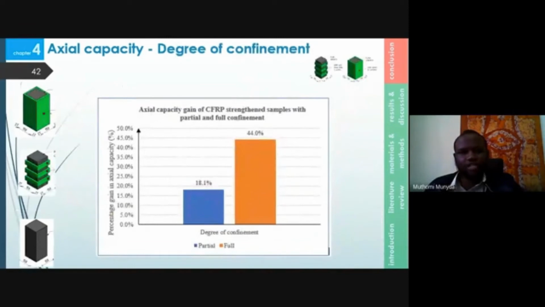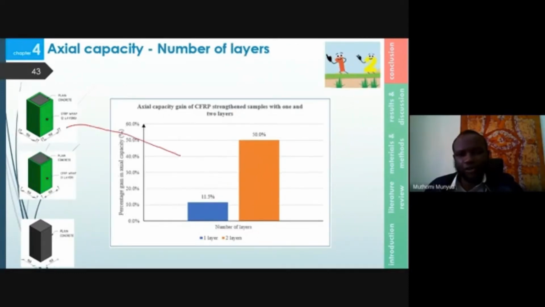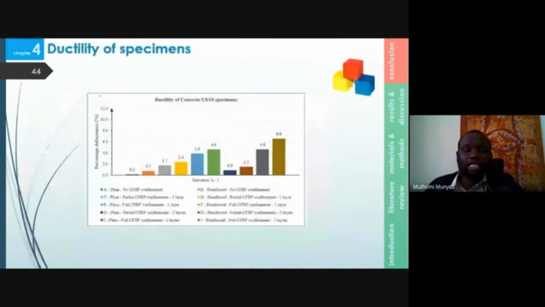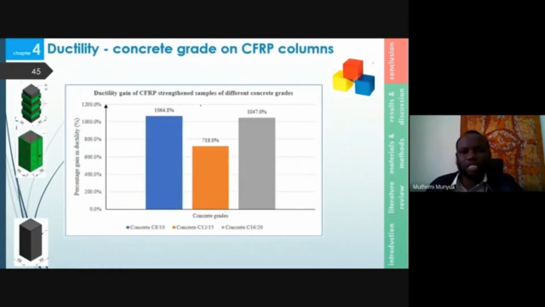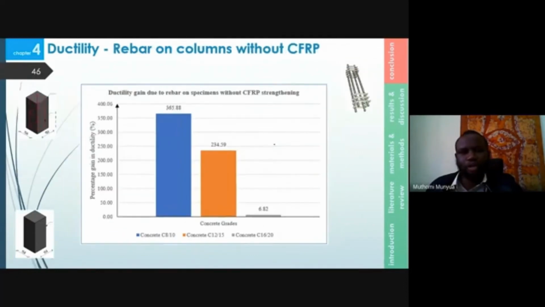In line with the third objective, the degree of confinement was compared, and full confinement was more effective than partial. As per the fourth research question, the answer was that 2 layers was more effective than 1 layer. The same analysis was done for ductility, where the final ductility was calculated for concrete C810, C1215, and C1620. Each of these specimens had 3 samples each, and the results were also presented in bar graphs as shown.